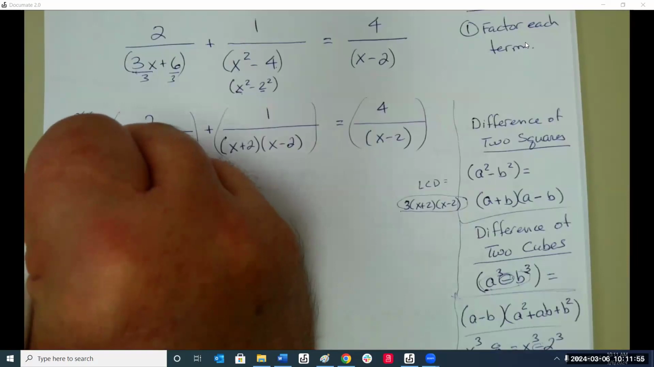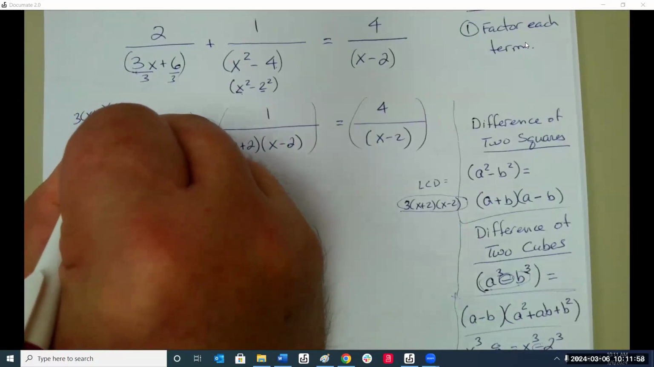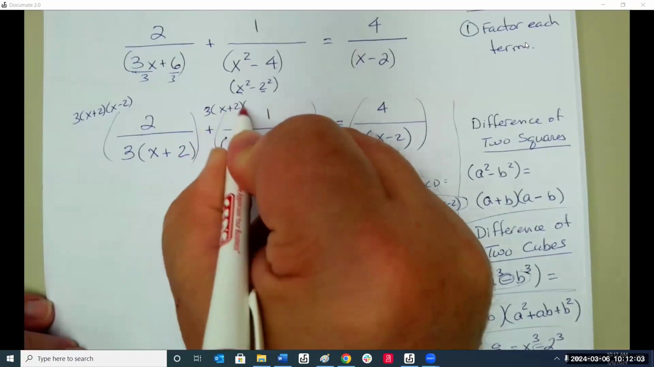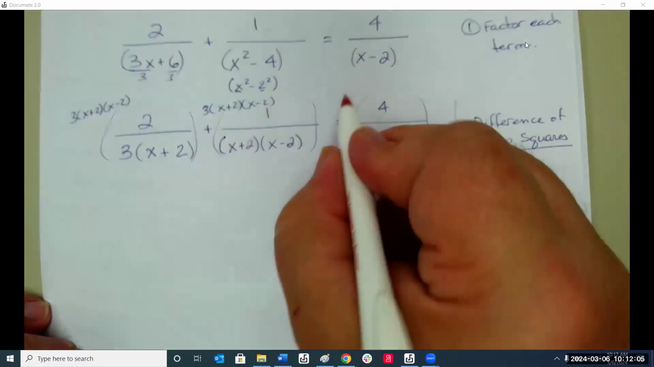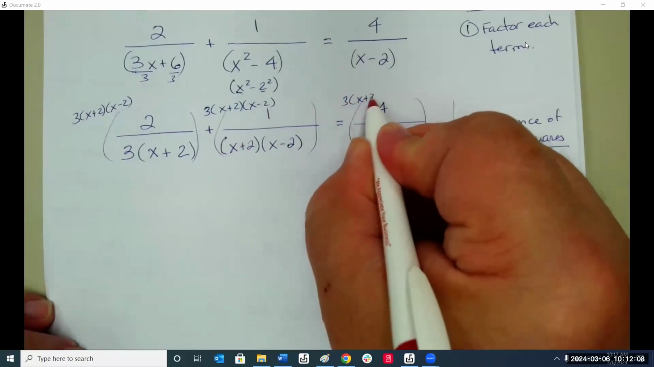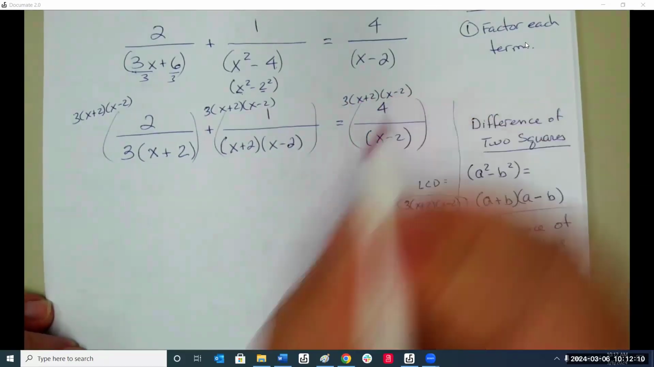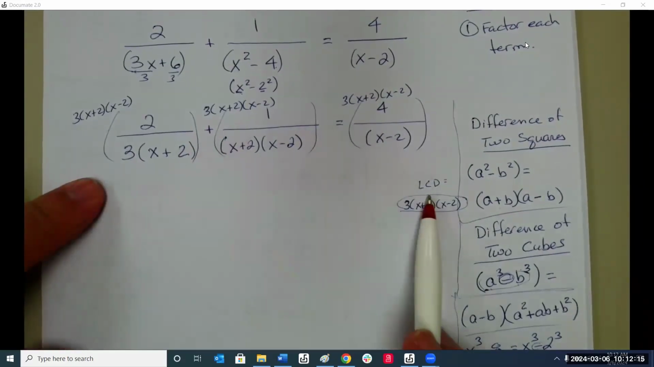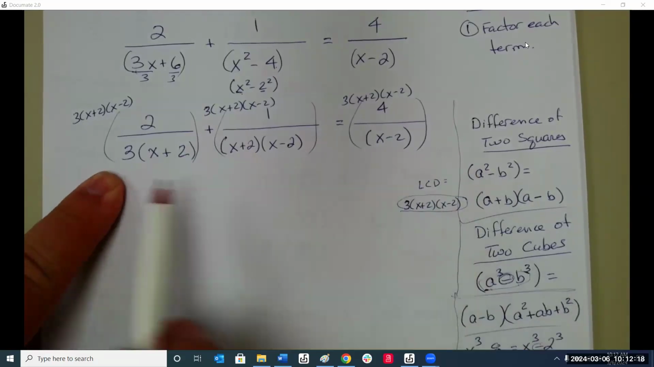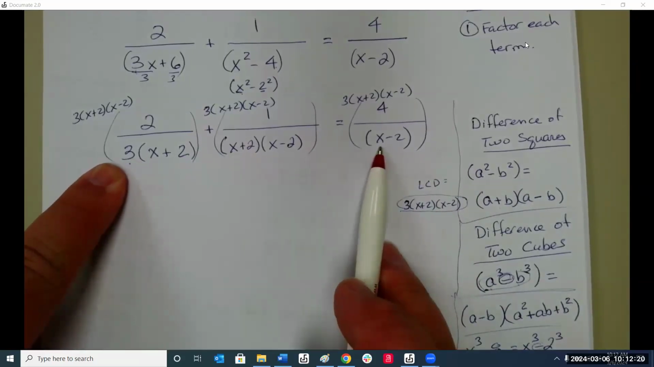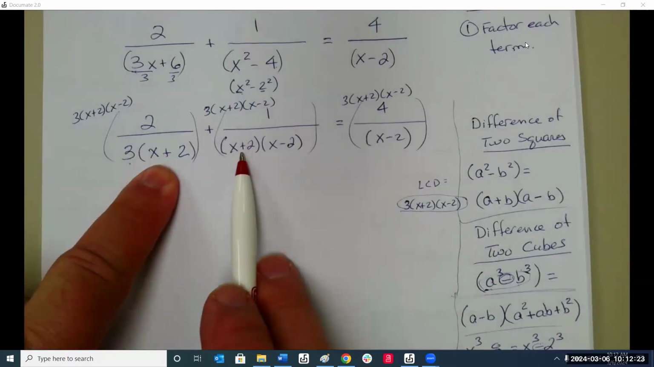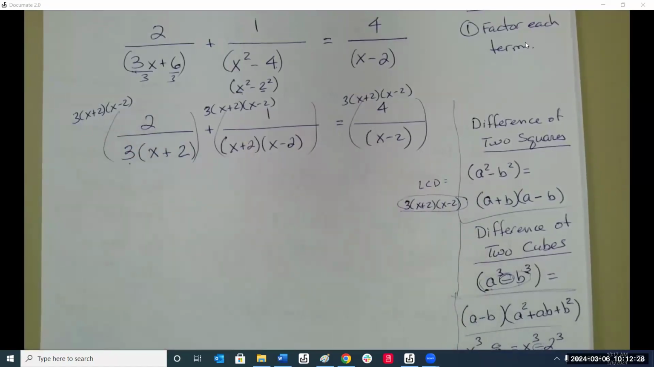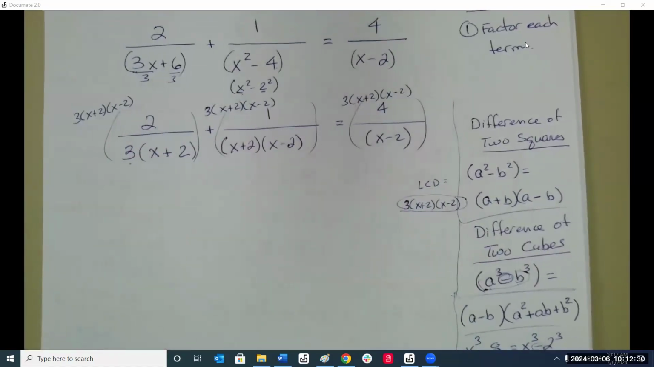So 3(x plus 2)(x minus 2), 3(x plus 2)(x minus 2), 3(x plus 2)(x minus 2). So once you factor out the denominators, figure out what you need for all of them to be the same. This one has a 3, these need a 3. This one has an x plus 2, this one needs an x plus 2. X minus 2, x minus 2. There's one. So those are the only 3 things you need. So they all have the same things.